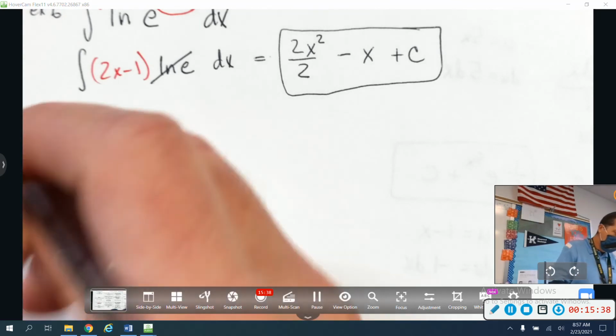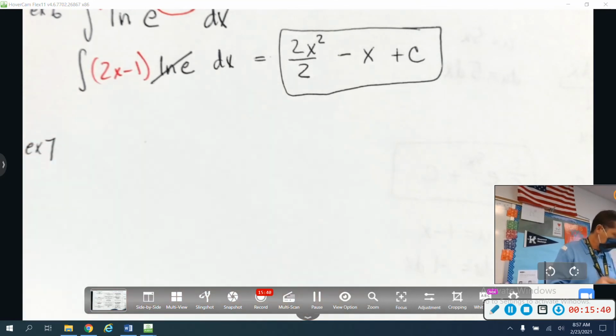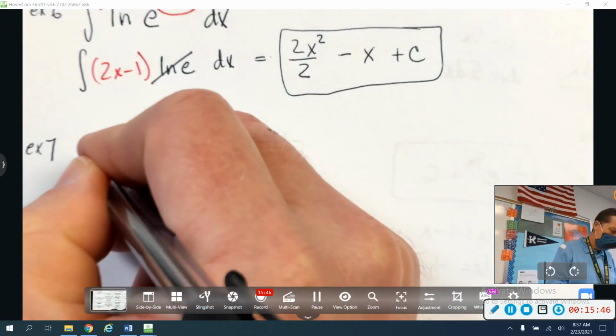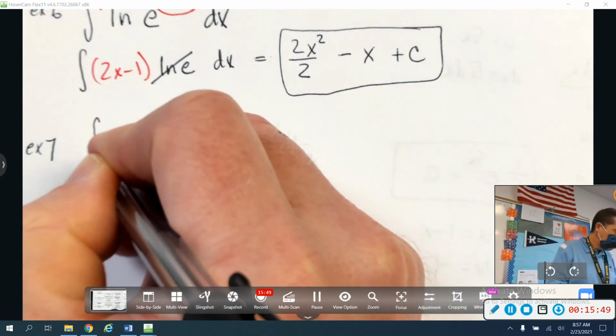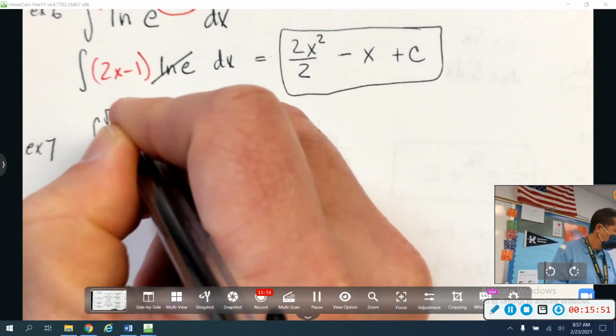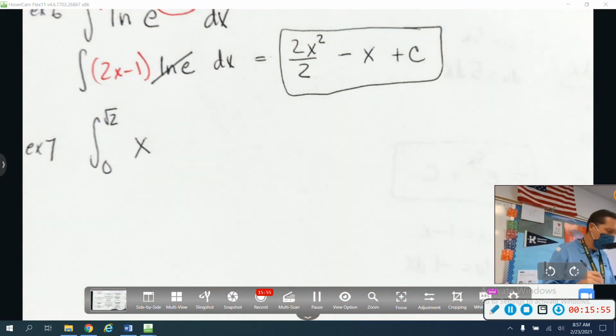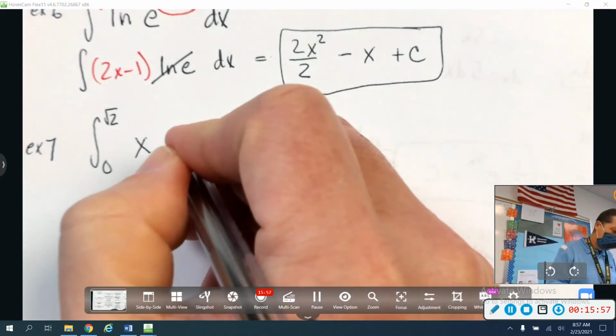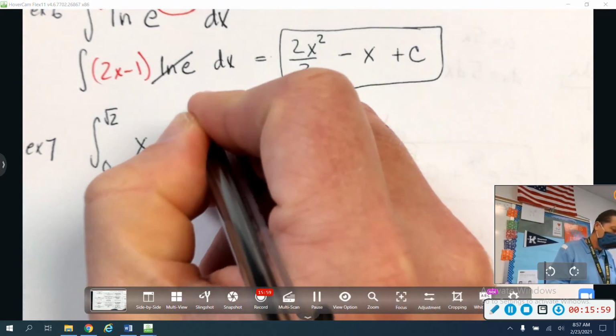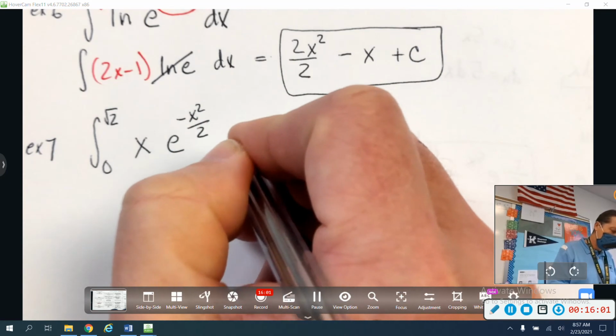Let's do one with, I need to do 2 more. One with limits and one with a differential equation. Antiderivative or integral from 0 to square root of 2 of x e to the negative x squared over 2 dx.